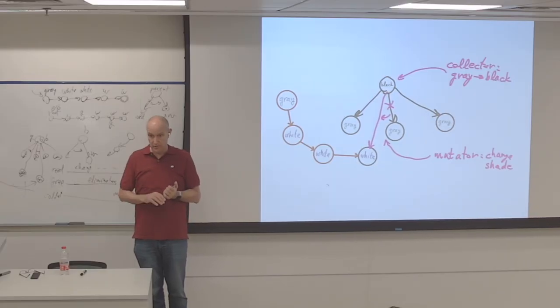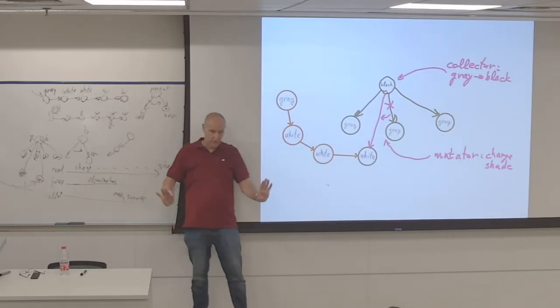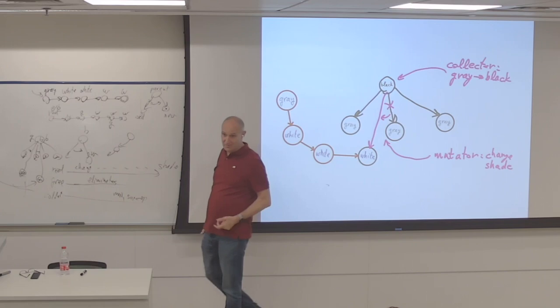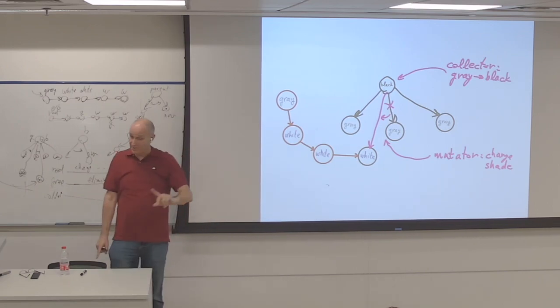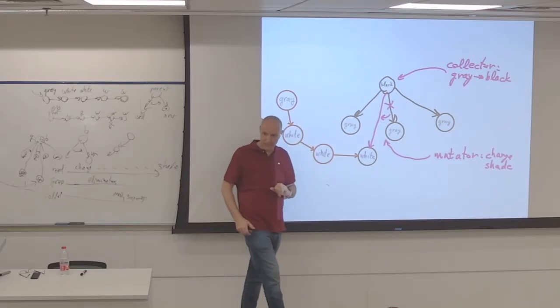Collector does not change edges. No edge will change by the collector. You're sure that this is the only modification that's happening in the graph. If you had another mutator, that would be bad because it will change edges and then you don't have this safe environment to work with.